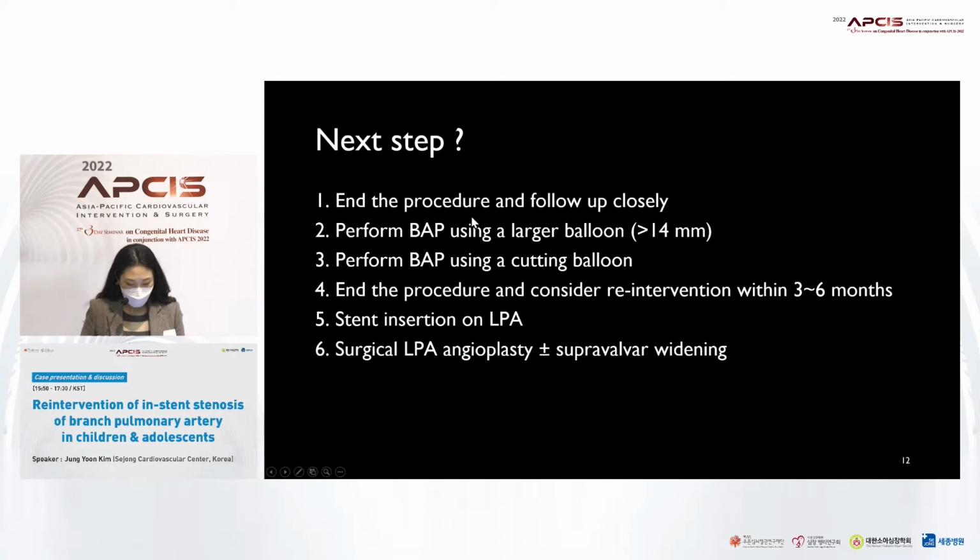So what is your next step? Here are several options. Please tell us and discuss freely. Number 1 is end the procedure and follow up closely. Number 2 is perform BAP using a larger balloon, more than 14 millimeters. Number 3 is perform BAP using a cutting balloon. Number 4 is end the procedure and consider re-intervention within 3 to 6 months. Number 5, stent insertion on LPA immediately. And number 6 is surgical LPA angioplasty and also supravalvular widening.